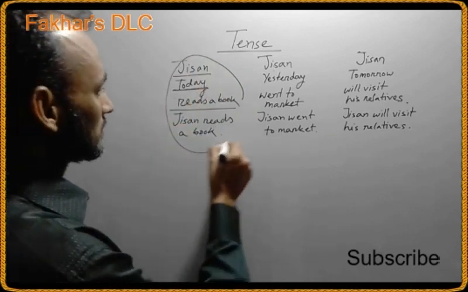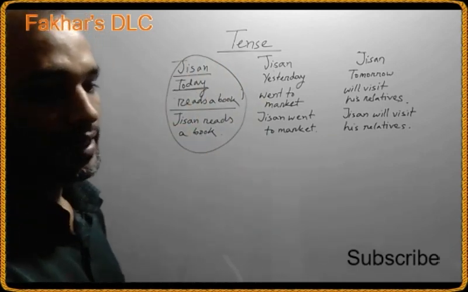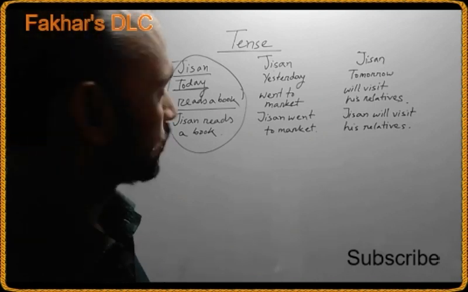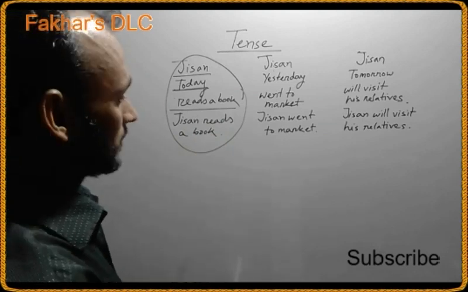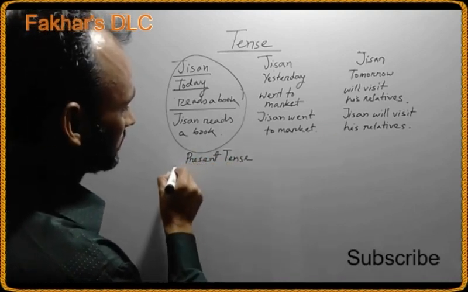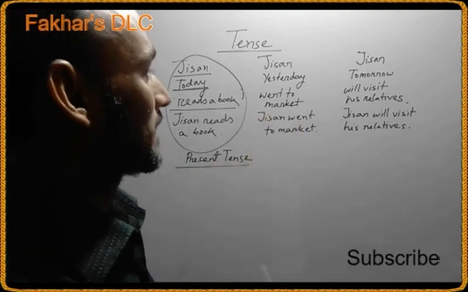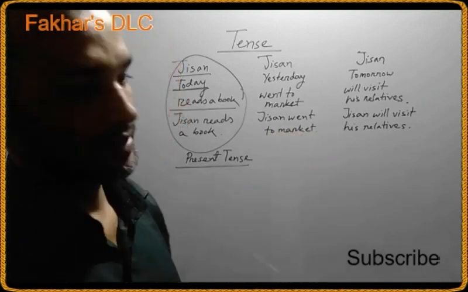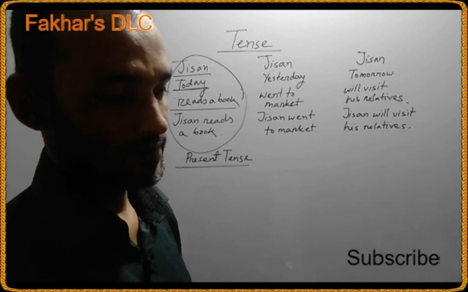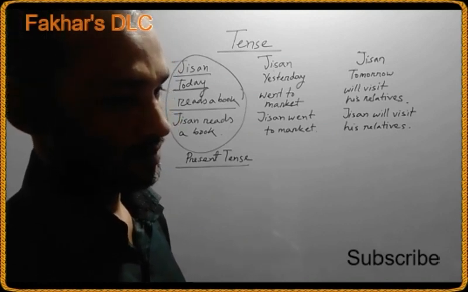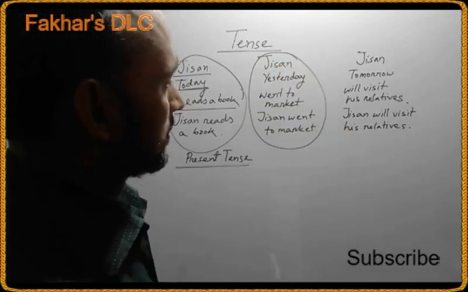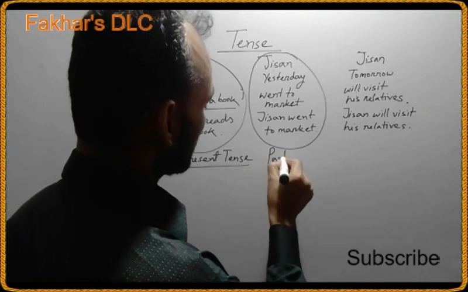This work Jisan does today. It's present time. Today means present time. So Jisan reads a book. It will be present tense. What did Jisan do yesterday? Jisan went to market. This work Jisan did yesterday. It is the past time. It has been past. We have no result at our hand. So what will it be called? It will be past tense.